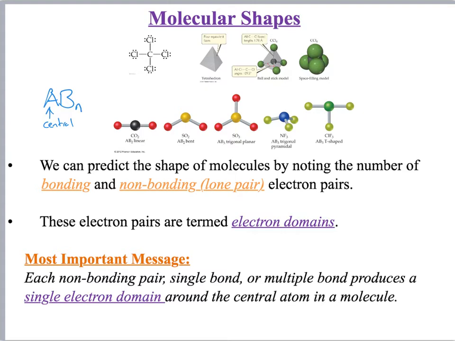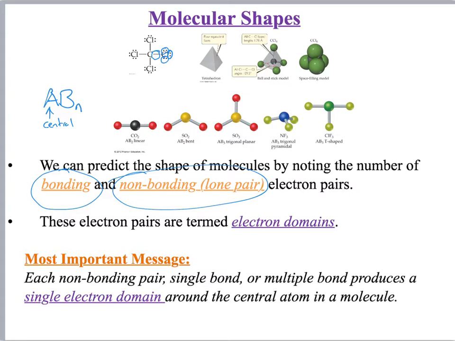One of the things that we can do is predict the shape of the molecules by noting the number of bonding and the number of non-bonding lone pairs of electrons. So we either have bonding electron pairs, which are actually participating in the bond, like the carbon chloride bond. Non-bonding lone pairs of electrons, well, there's 3 of them around this chlorine. Each electron pair is termed an electron domain. And being able to count up the different electron domains is probably the most important part of being able to determine both the electron and molecular geometry.